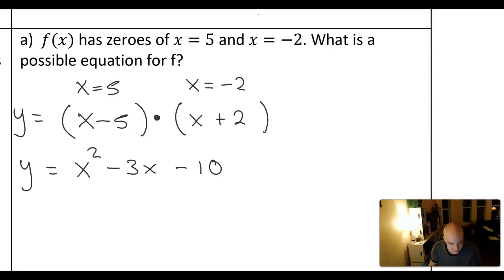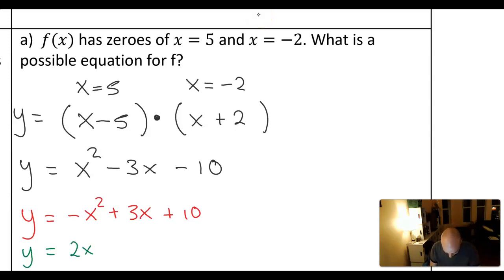Now, this is mentioned in the notes here, but you could also have other equations for f, like y equals negative x squared plus 3x plus 10. That's another possible equation for f. Or y equals 2x squared minus 6x minus 20.